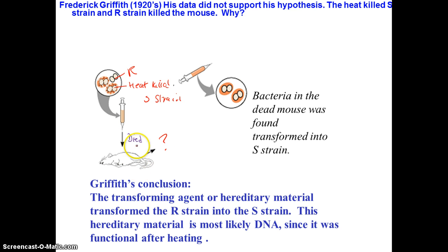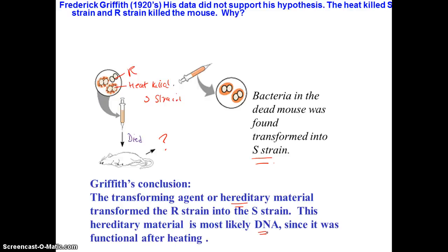So he took a blood sample and looked at it, and he noticed that the bacteria in the dead mouse had been transformed into the deadly S strain. This led him to conclude that there is some kind of transforming agent in the S bacteria that caused the R bacteria to change, and this transforming agent must be the hereditary material. And it's most likely DNA, not protein, because proteins are very sensitive to heat. So if he had heated it, he should have destroyed the S strain's protein.